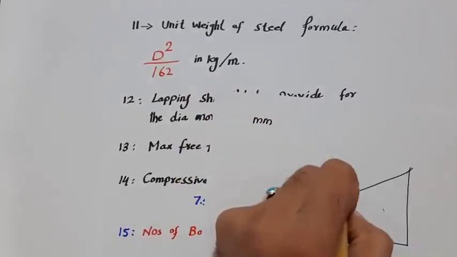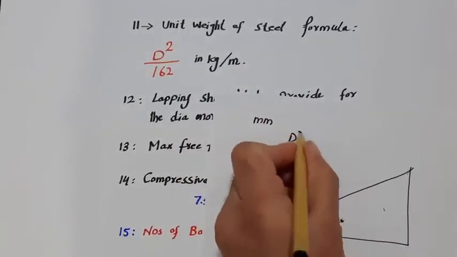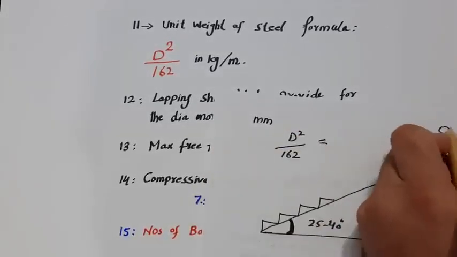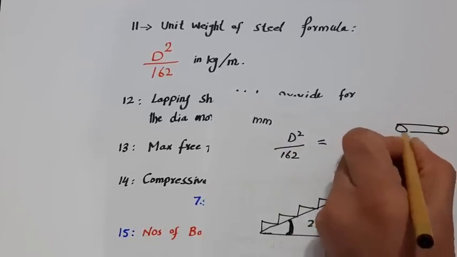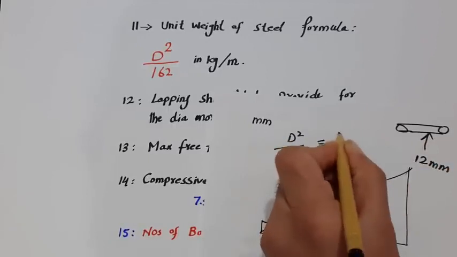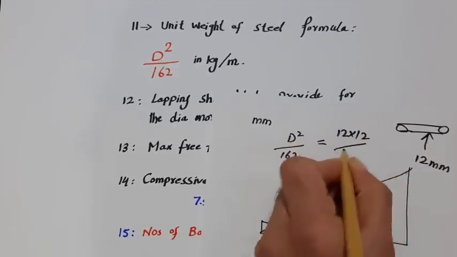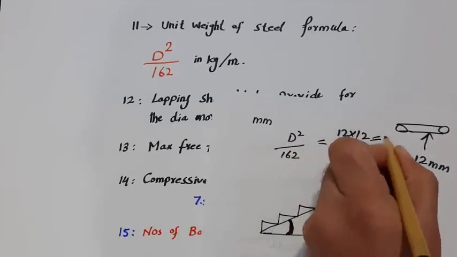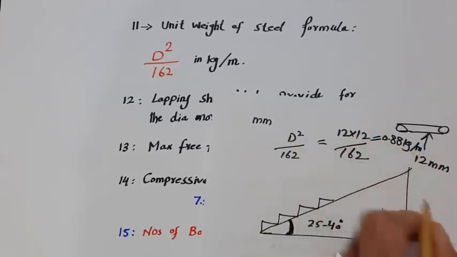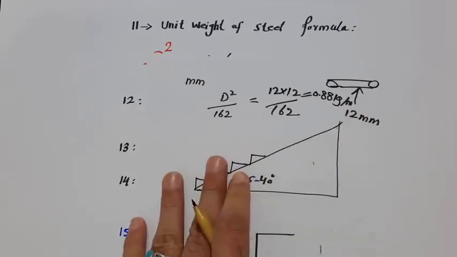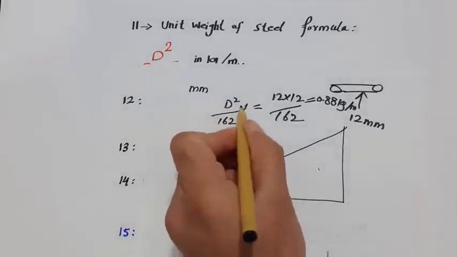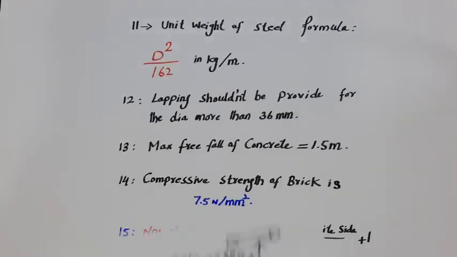For example, I am using the formula D square divided by 162. For example, this is a steel rod whose dia is 12 millimeter. So the formula will be 12 multiply 12 divided by 162. So it will become 0.88 kg per meter. So this is the weight of steel for 12 millimeter dia of steel rod. Okay, with the running length you can also multiply, right?